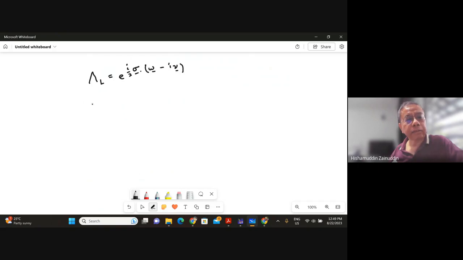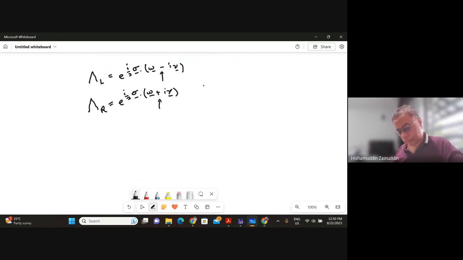And then your right one is R equals e to the i over 2 sigma dot (omega plus i u). So the only difference there is essentially in this sign.